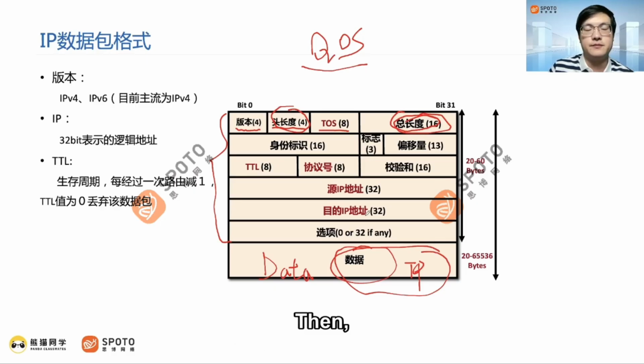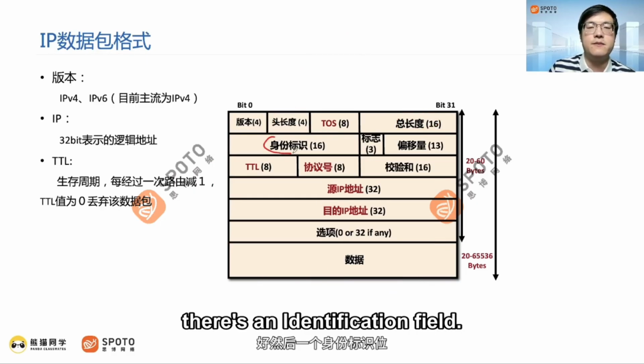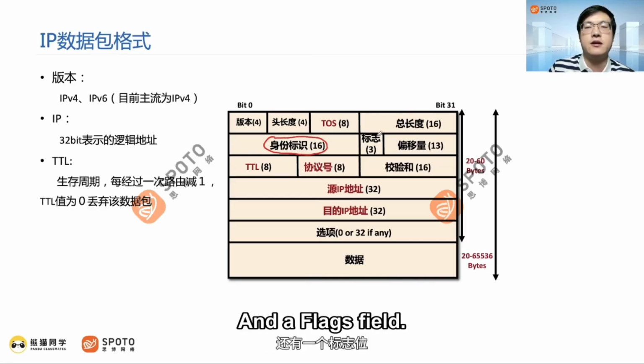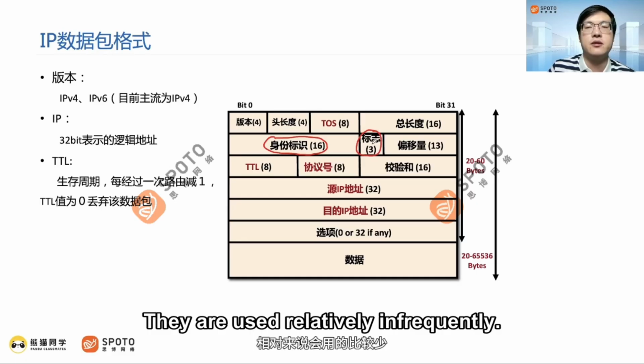Okay, then there's an identification field, which identifies the packet, and a flags field. These fields are used relatively infrequently.